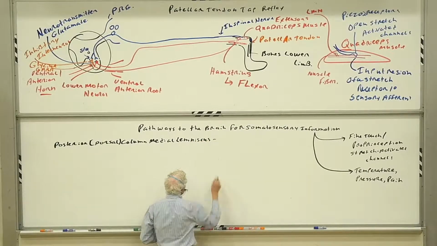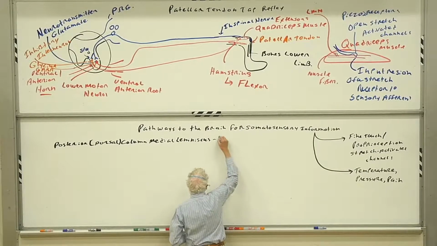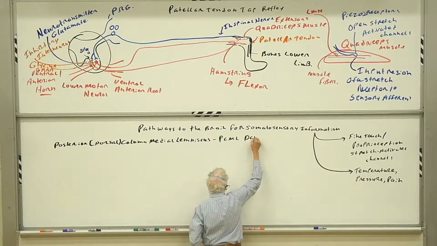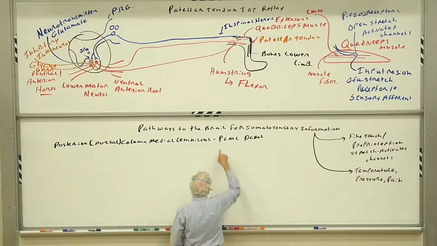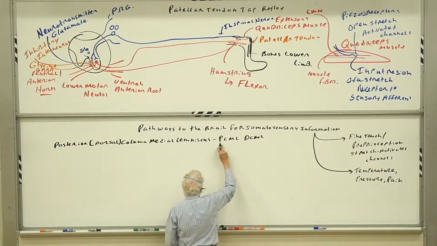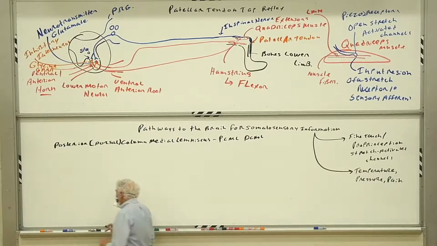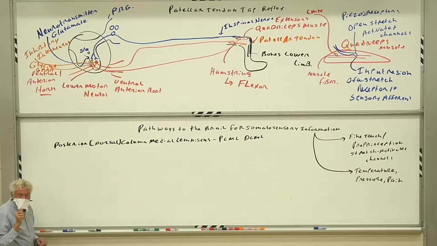Now that's a mouthful, so typically we'll abbreviate this as the PCML. In some cases you'll see it referred to as the DCML. Proximal, posterior column medial lemniscus. Well, let's look at that in the spinal cord.